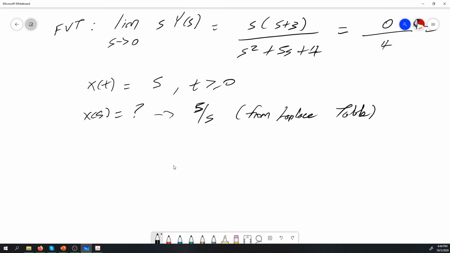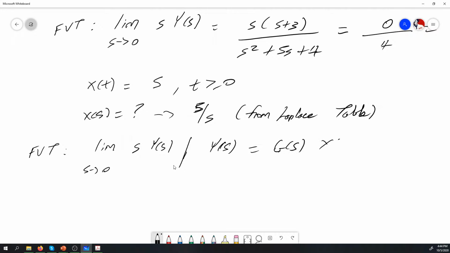So, in evaluating the final value theorem here, limit s tends towards 0 of s y of s, you need to remember that y of s was g of s x of s. This now is going to be y of s is equal to g of s multiplied by 5 divided by s.